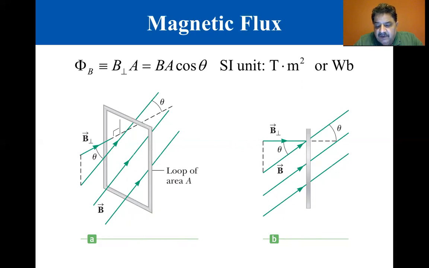A good default is to choose the normal direction so that the initial angle between the magnetic field and the normal direction is less than 90 degrees. From our equation, you can see that the magnetic flux is the magnitude of the part of B that is perpendicular to the plane of the loop times the area of the loop. The figure on the right is an edge view of the loop and the magnetic field lines through the loop.